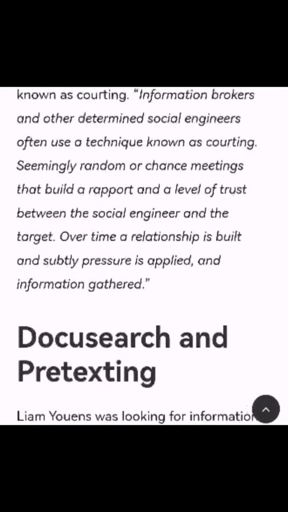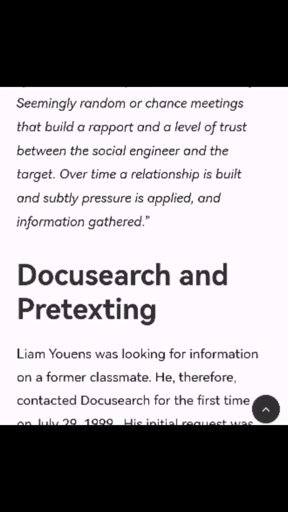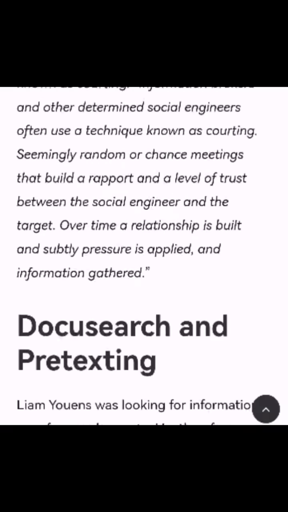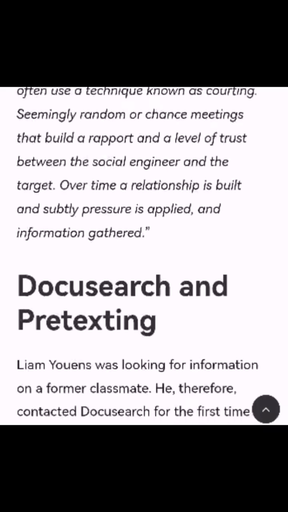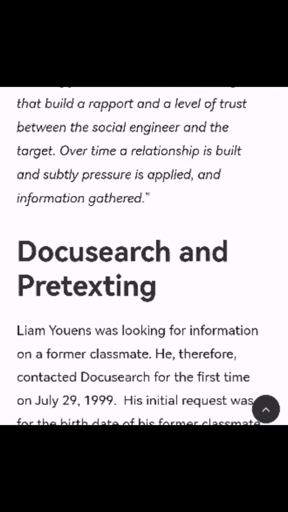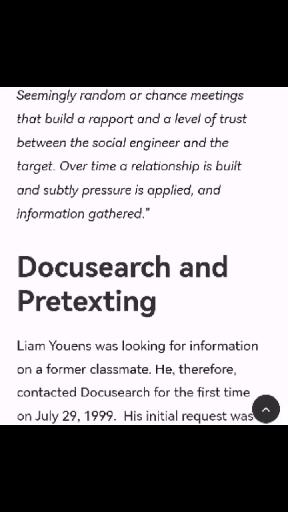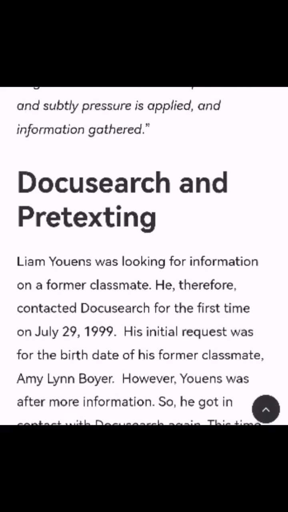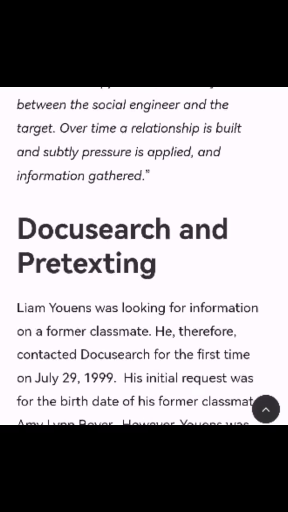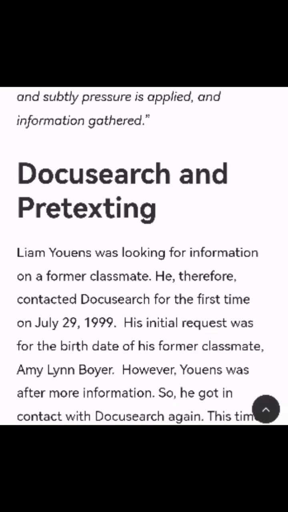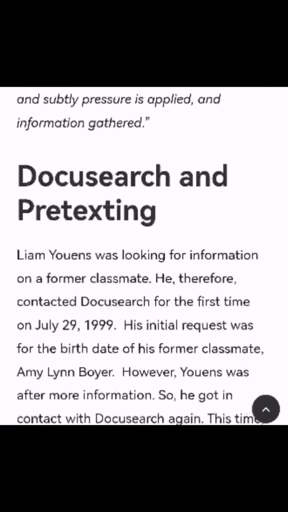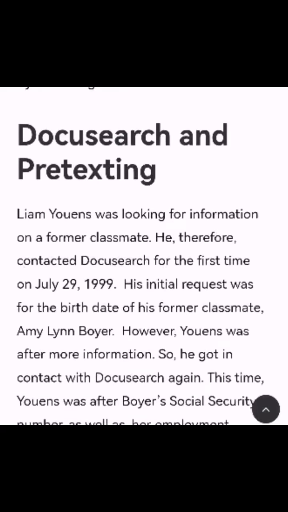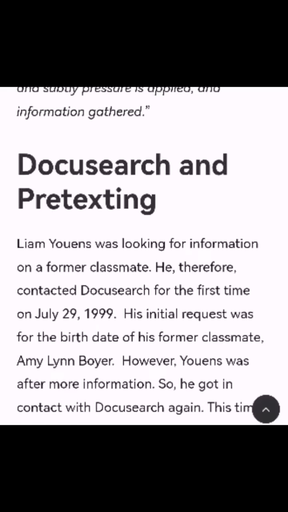Information brokers and all other determined social engineers often use a technique known as coding: seemingly random or chance meetings that build a rapport and, in the end, a level of trust between the social engineer and the target. Over time, a relationship is built, subtle pressure is applied and information is gathered.